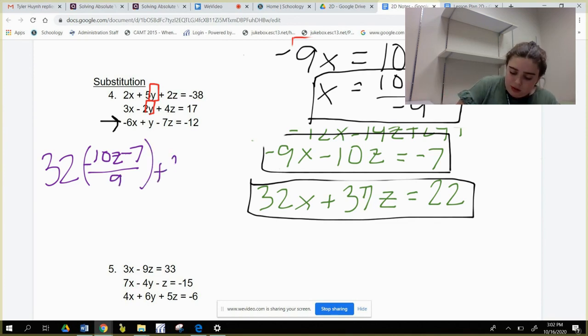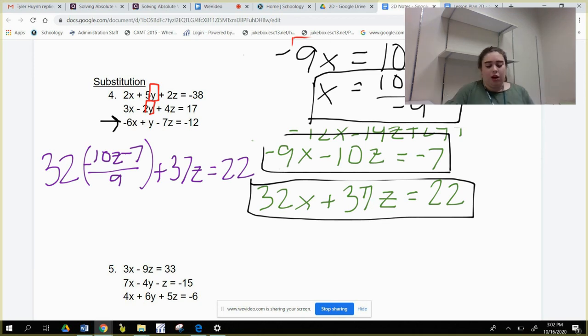Okay, and then we have plus 37z equals 22. All right, so let's distribute that 32. What we're going to do is just distribute that 32 to these two top terms. So the negative 10z and then plus 7, okay? So 32 times negative 10z, it's going to get us negative 320z, big number, okay?